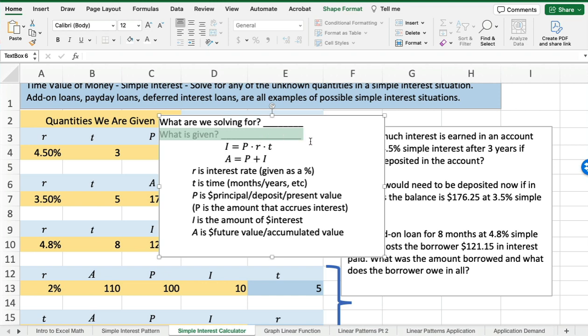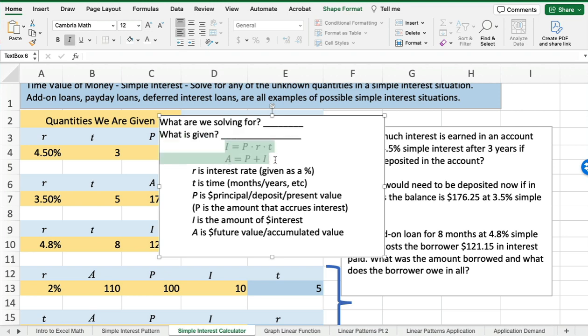And then underneath that, make a list of the things that you are given in the problem. So like, what numbers do you have to start with? That could be principal, rate, and time. And if that's the case, then you would list it as P, comma, R, comma, T, okay, as an example.